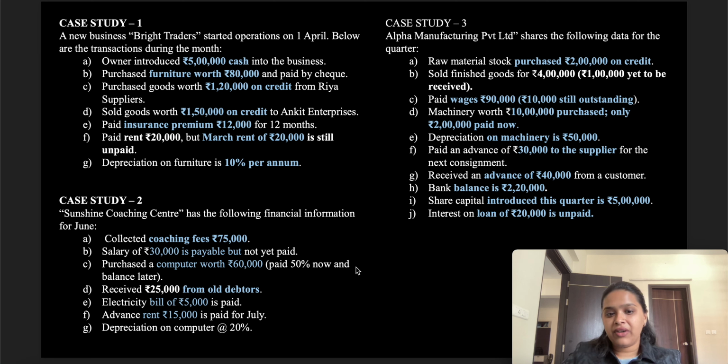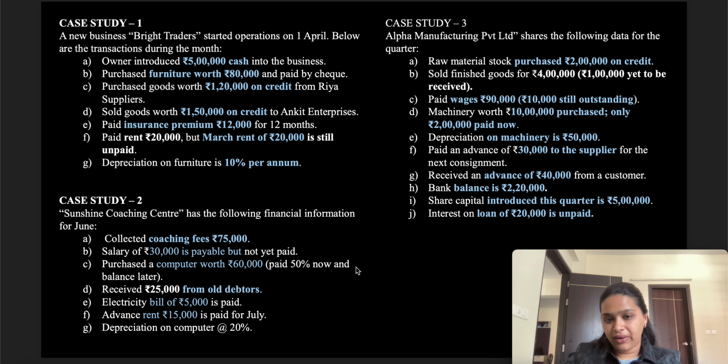Received 20,000 from the old debtors. So it means they have to receive some money in respect of the coaching classes which they have given earlier, and that time they have not received the money, and later on they have received the money. So in the books of account they must have some debtor balance which they have to collect from the customer. And right now it will be reduced because they have already received the money from the debtor.